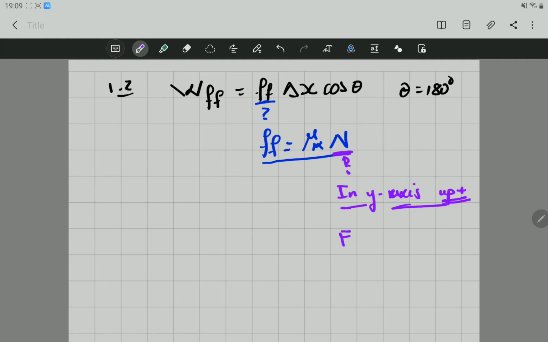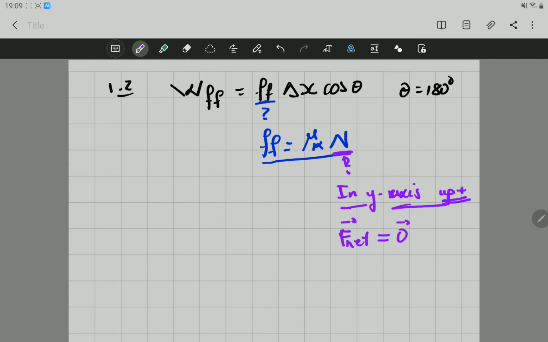Remember, Newton's first law states that if no net force acts on an object, or the forces are at equilibrium, the object remains at rest or moving with constant velocity. So net force is equal to 0. This is Newton's first law of motion.